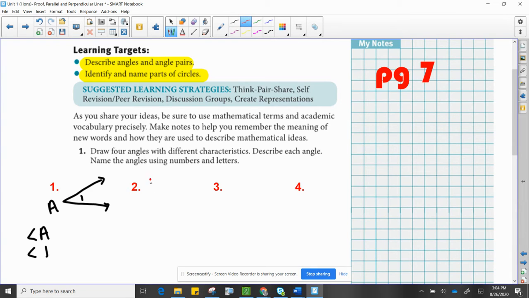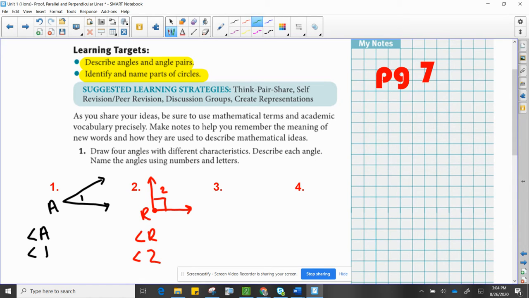The next angle they talked about was a right angle. So if I have a right angle, they're usually going to denote that it's a right angle by using a little box in the corner. So that's how they'll tell you if something is 90 degrees or a right angle, it should have that little box in the corner there. And I'm going to call this angle R for right angle. Or if we wanted to give it a number, we could give it a number as angle 2.